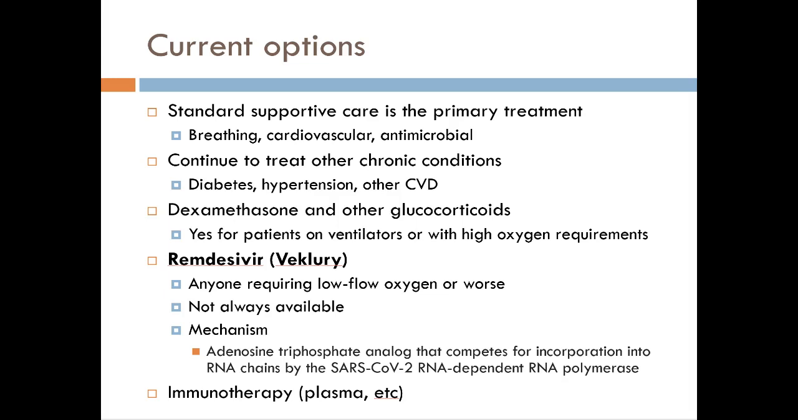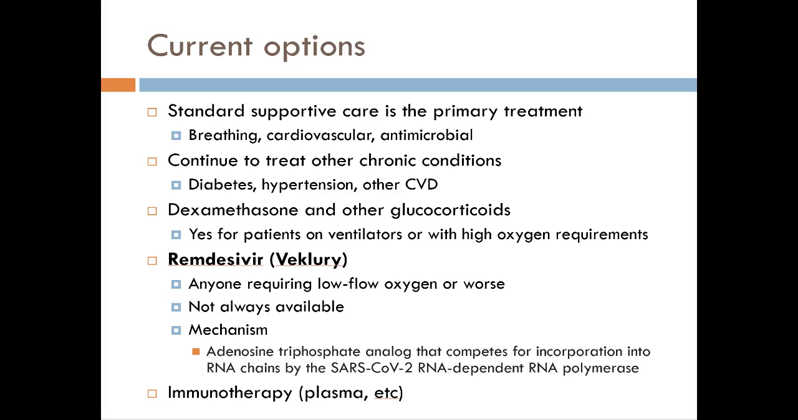But basically, treating a COVID patient is very similar to treating influenza. You're looking at standard supportive care, making sure their breathing and cardiovascular systems are appropriately managed, and then antimicrobial prophylaxis or treatment in the case that they have a community-acquired pneumonia. It's going to be the same thing that people who have influenza experience, as they might have a bacterial pneumonia on top of their respiratory viral infection. You want to make sure you continue to treat other chronic conditions. Things like uncontrolled diabetes, hypertension, and other cardiovascular diseases can put people at higher risk for complications, so we need to manage those at the same time.